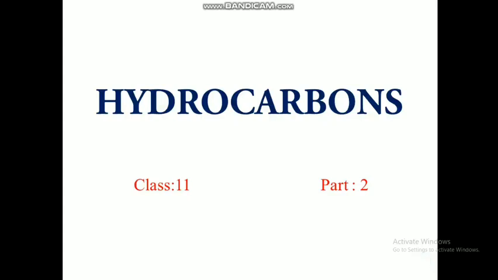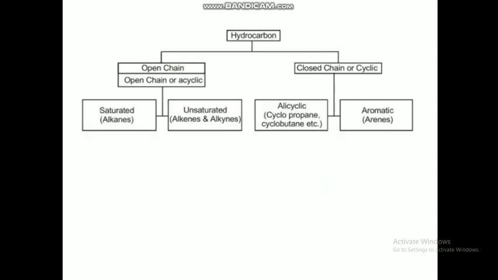In the last class, we started our new chapter, Hydrocarbons. We started with a brief introduction on what hydrocarbon compounds are, and then we spoke about the applications, both household applications and industrial applications of hydrocarbon compounds. Then we came across the classification of hydrocarbon compounds. Hydrocarbons were classified into open chain and closed chain. Closed chain means the cyclic ones and open chain means long chains.